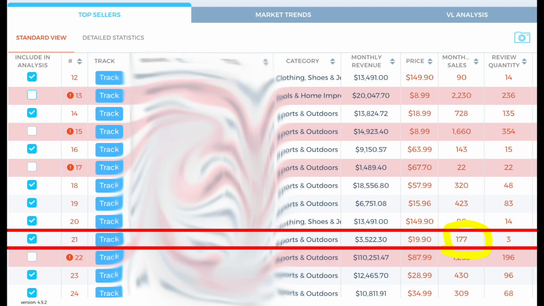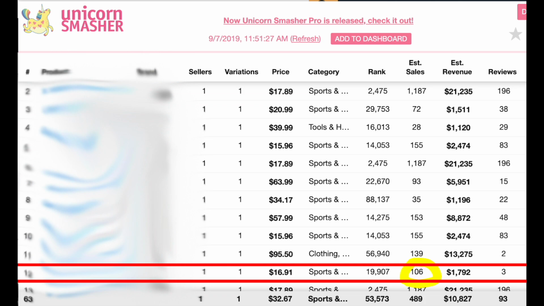Next, we have Viral Launch coming in at 177, so slightly over, like we've seen with them on most of these products. And then we have Unicorn Smasher coming in at 106 units, when the actual is 141. So pretty close on most of these. Again, Unicorn Smasher a little bit lower than the rest. Jungle Scout a lot higher on this one than the other. Again, it could be the low sales, something to watch out for.